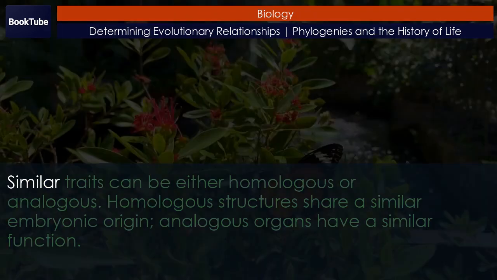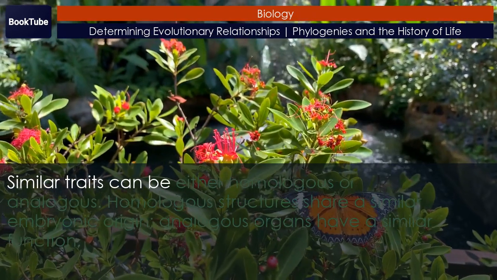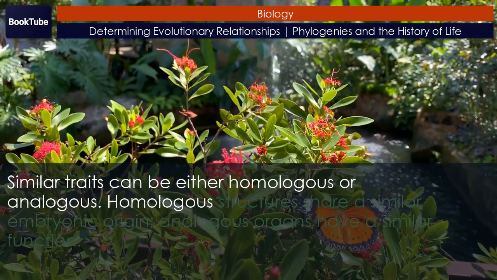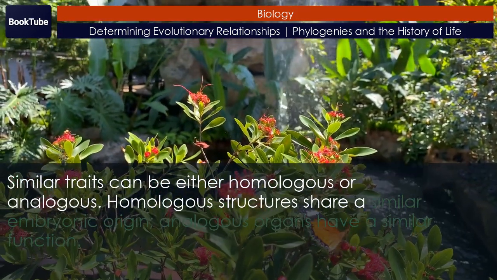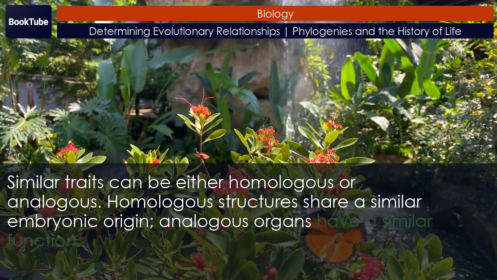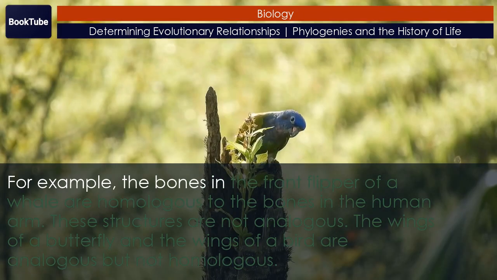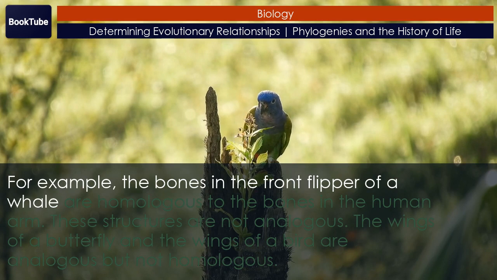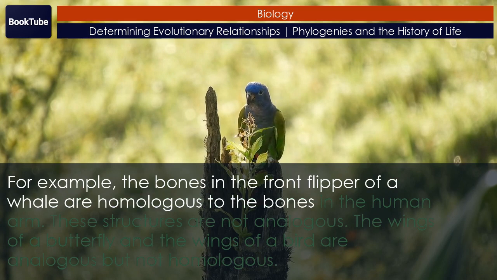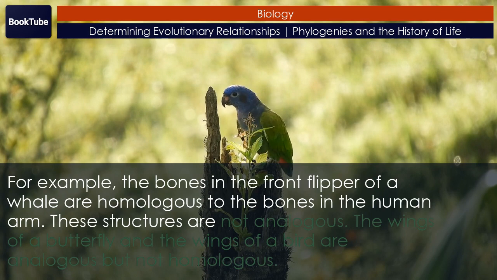Figure 2. Similar traits can be either homologous or analogous. Homologous structures share a similar embryonic origin. Analogous organs have a similar function. For example, the bones in the front flipper of a whale are homologous to the bones in the human arm. These structures are not analogous.